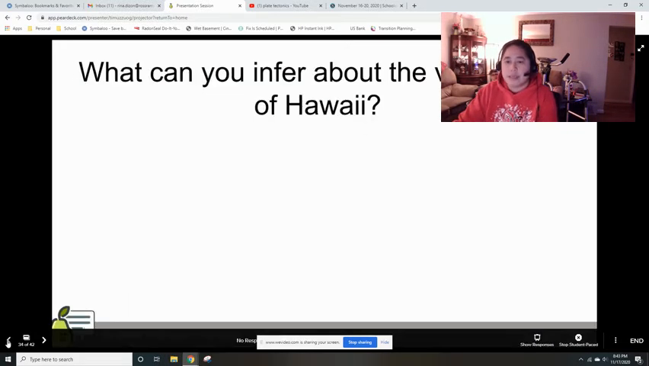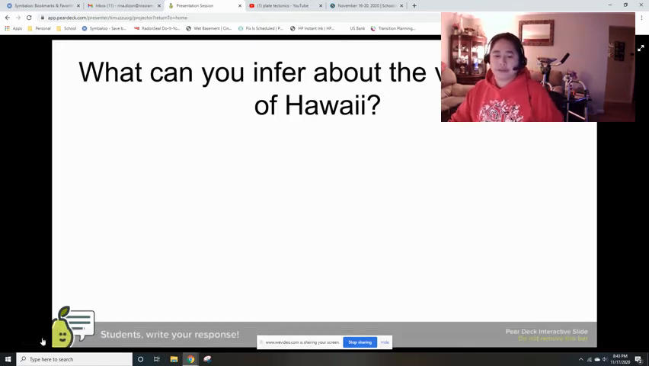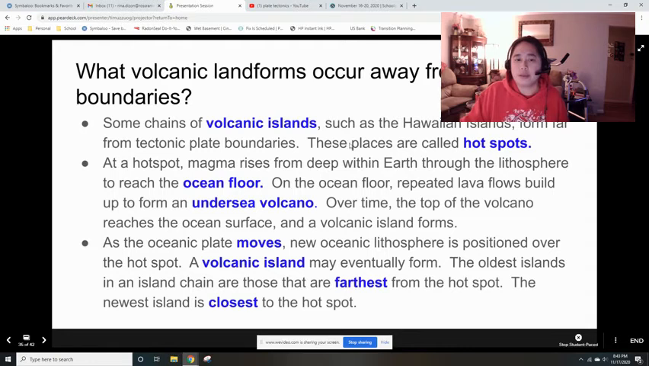So, skipping over, the volcanoes of the Hawaiian Islands are a little different. In this case, volcanic landforms occur away from plate boundaries. Some chains of volcanic islands, such as the Hawaiian Islands, form far from tectonic plate boundaries.